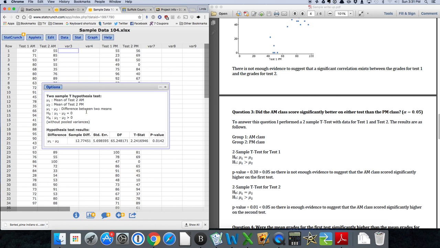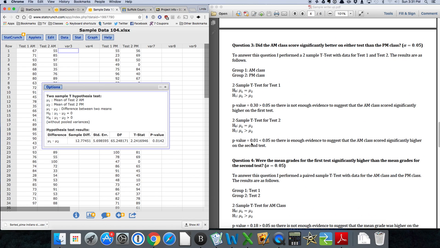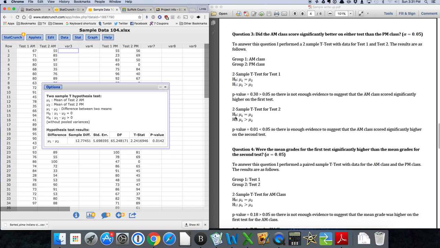For test 2, again, I have the same 2 hypotheses: that there's no difference between the means, or that group 1 had a higher mean than group 2. This time my p-value comes out to be 0.0142, so 0.01. That's less than 0.05, which is my alpha. So there is enough evidence to suggest that the AM class scored significantly higher on the test than the PM class did. We can't draw that conclusion for the first test, but we can for the second test. We'll talk about what that means in a little bit.